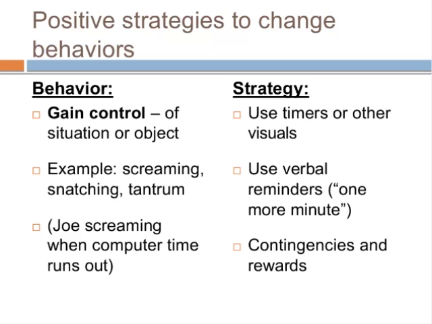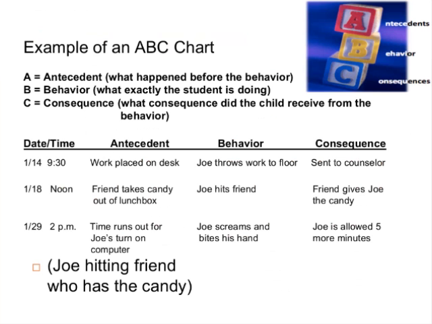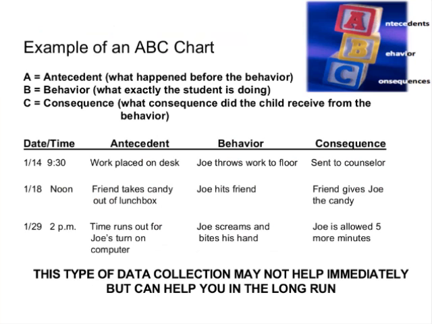So let's go back now real quickly to the ABC chart, and let's look at the consequences that Joe got, and if these consequences were effective. So the first one, Joe throws his work to the floor. He wants to avoid doing that work. And you say, Joe, go to the counselor. Did he avoid doing the work? Yes, he did avoid doing the work. Now he gets to leave.